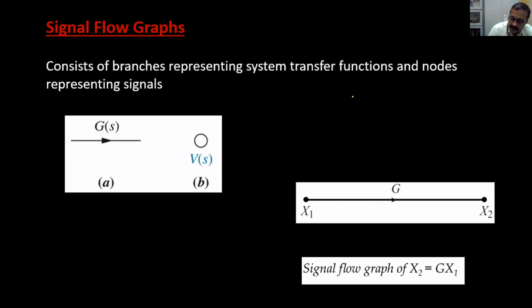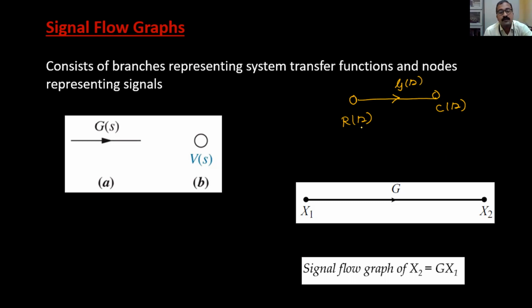For example, say these are a pair of nodes. Each of these nodes represents some signal. Say for example, I can write this as R of S, and this as an output signal C of S. I can connect these with a branch, and if I mark this as G of S, the gain of this branch, then you can say C of S is nothing but G of S into R of S.